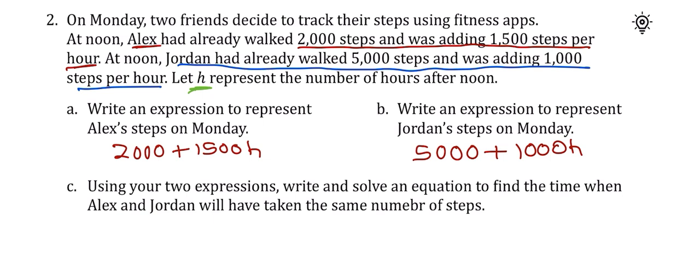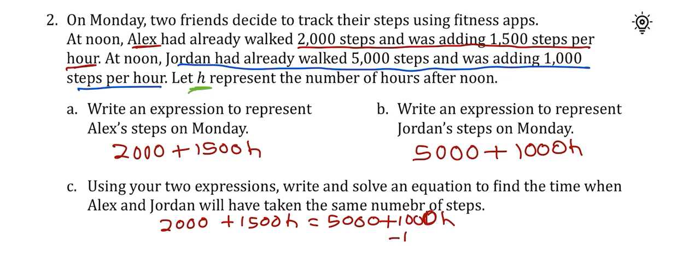All right, so those are our two expressions, and now we need to figure out when they have taken the same number of steps. So we're going to take Jordan and Alex's steps and set them equal to each other. So I'm just using the information we did in parts A and B and setting those equal so we can solve for H. Okay, so when we do this, let me just go back to this, making this 1,000H.